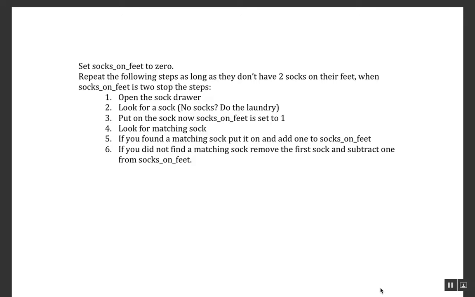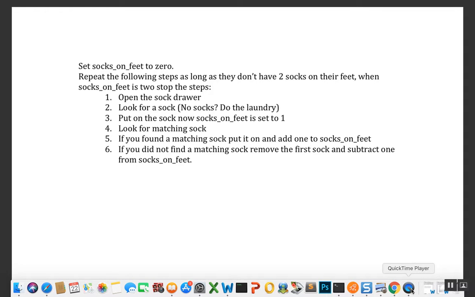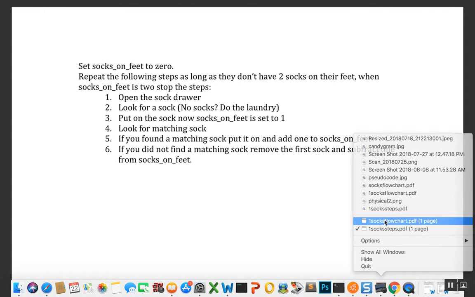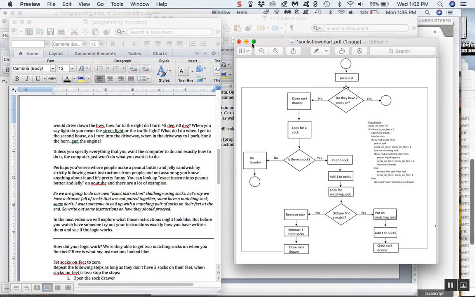So if they were lucky, the first time through the steps, you'd have 1 sock on your foot. So you'd have to go through the steps at least twice if you were lucky enough to find 2 matching socks the first 2 times. And then that second time you would be done. But you might also have to repeat the steps a number of times depending on what socks you ended up choosing. So let me show you also an example of a flow chart and what it would look like.